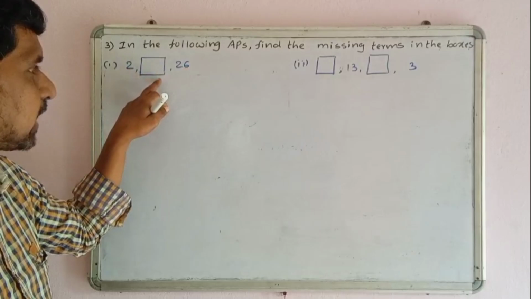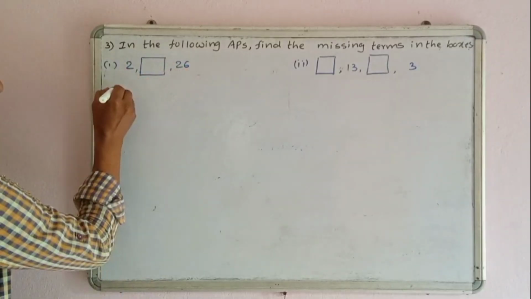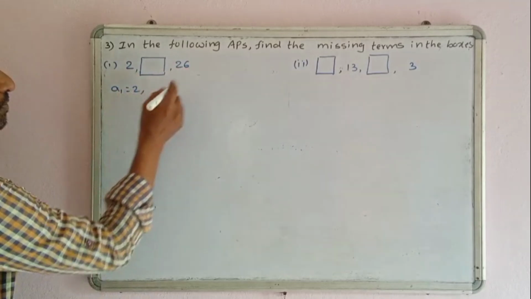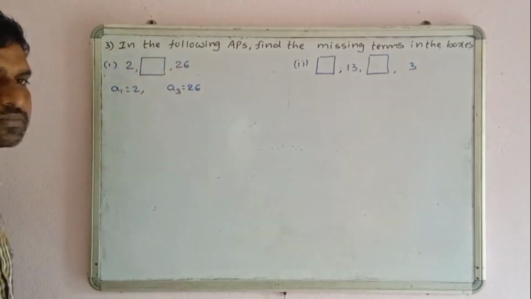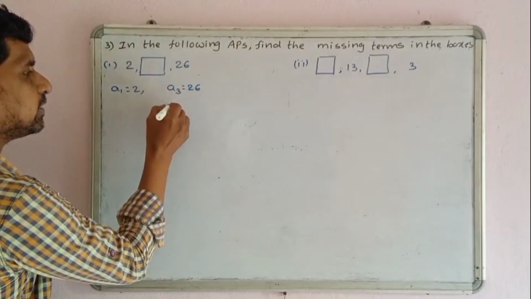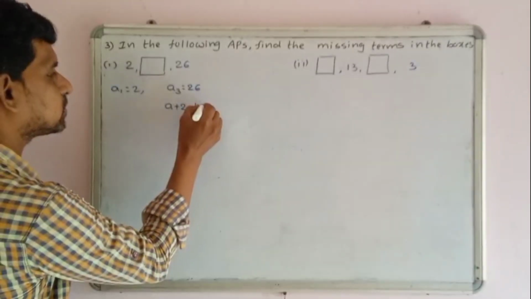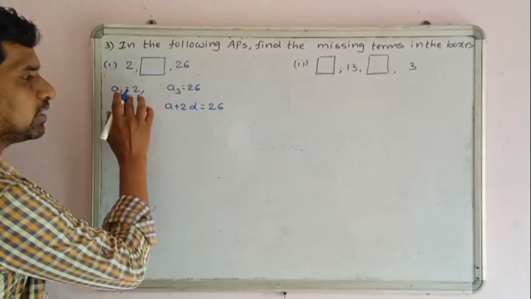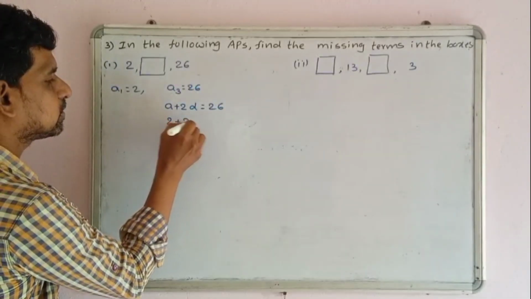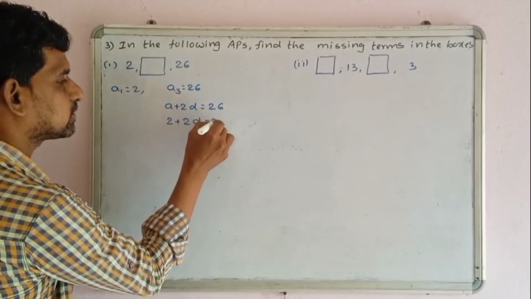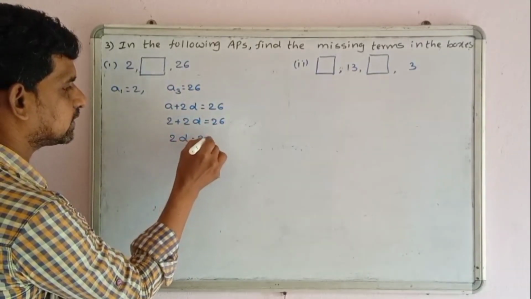First term, second term, third term. So, first term A1 equals 2. Here third term is there, A3 equals 26. We know that A3 value is A plus 2D. A plus 2D equals 26. A is nothing but A1. So 2 plus 2D equals 26.